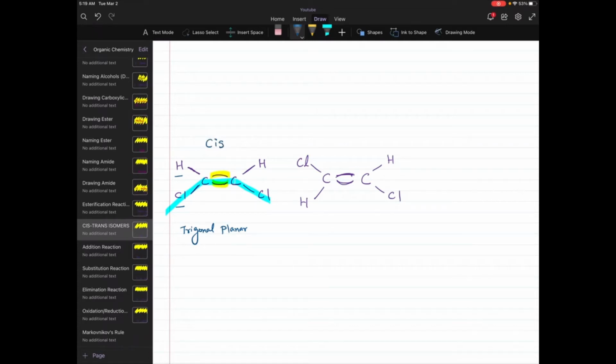Cis means they are both on the same side. It can be both at the bottom, both at the top. It doesn't matter. It is on the same side, and therefore it's considered a cis configuration. It's a cis isomer. On the second molecule, we have a high priority group here, across the double bond, and down here. If you see, the high priority groups are on a diagonal, and therefore this is considered a trans arrangement, right? So it's a trans isomer.